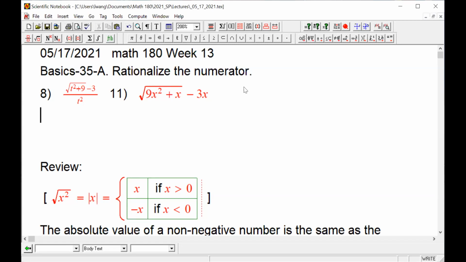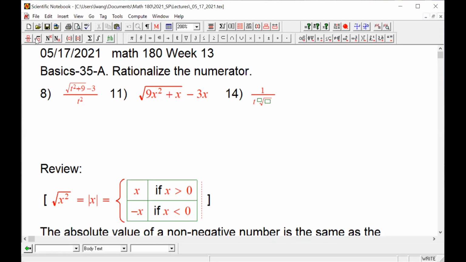And if we have time, maybe we'll get to number 14. I'm just selecting these questions. As you work on them, if you have questions, feel free to ask. I'm just selecting some questions that I think might be a good fit for you.